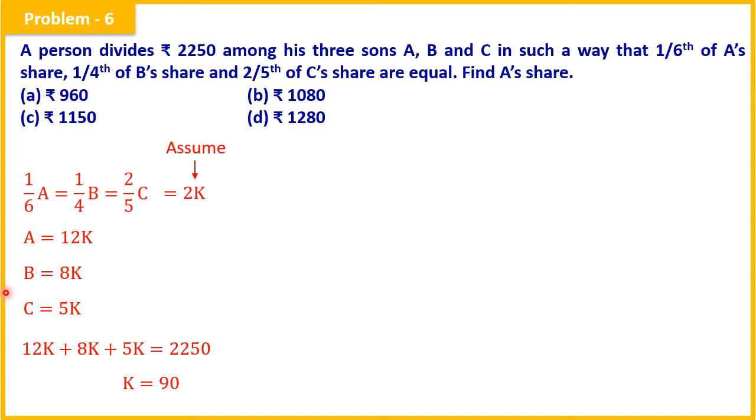It is asked in the question, find the A's share. So अपने को A का share निकालना है, that is 12k. So I can substitute k is equal to 90 in this particular expression, which will give me the share of A as 1080. So option B is the right answer.